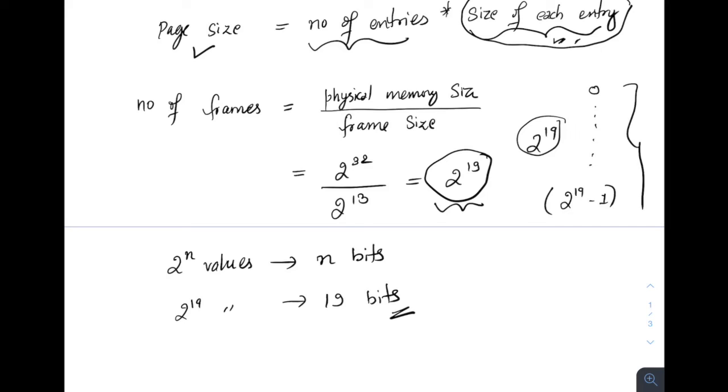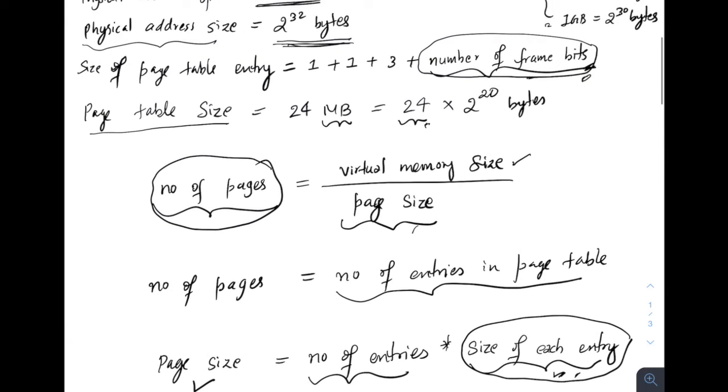right? Now we got how many bits are required to store the frame number. Maximum number of bits are required to store the frame number. So let's substitute this as 19 here. Now what is the size of the page table entry? 19, 22, 24. And this is bits. Units are also very important. There's a difference between bytes and bits. So this is 24 bits. This is the size of each page table entry.